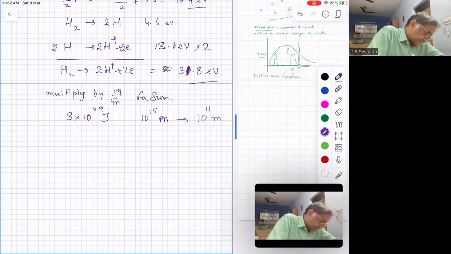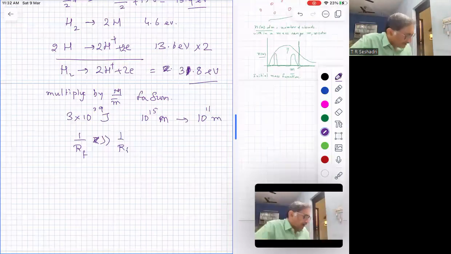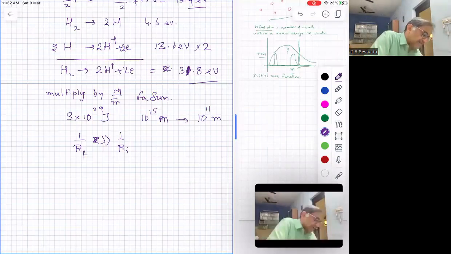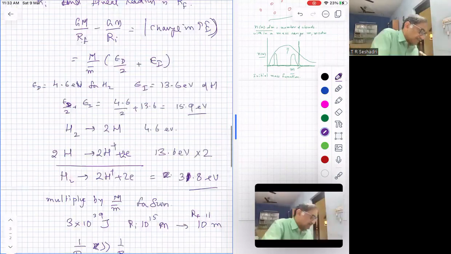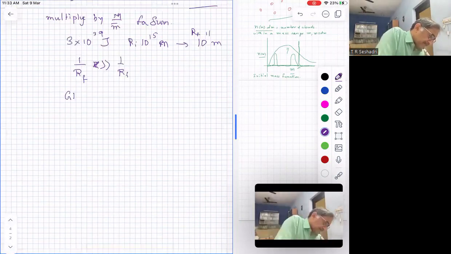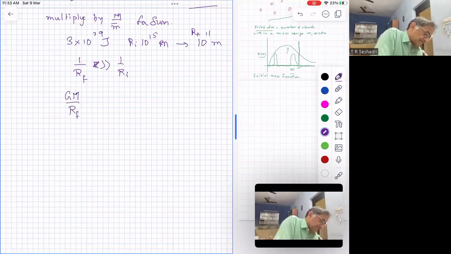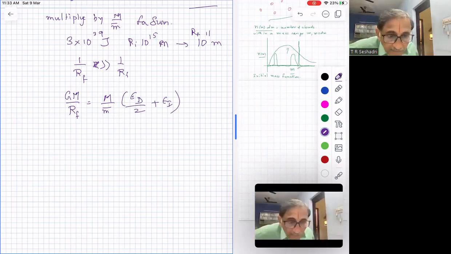And so I have 1 by R_F much greater than 1 by R_I, because R_I is much greater than R_F. So in this equation I can neglect this term with respect to this, because R_I is much larger. And so I have GM by R_F equal to M by M bar times (epsilon D by 2 plus epsilon I).